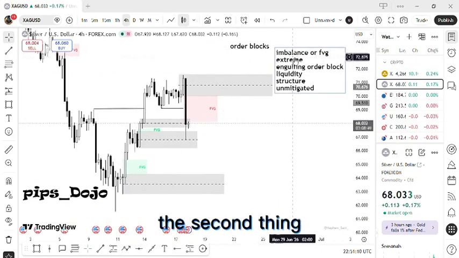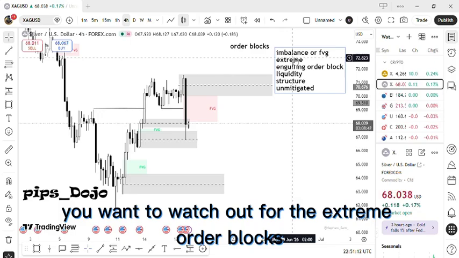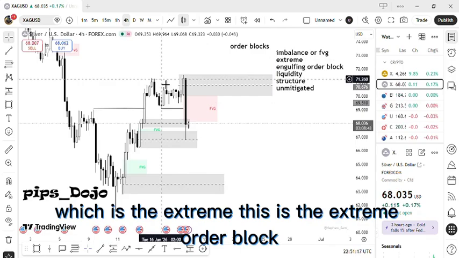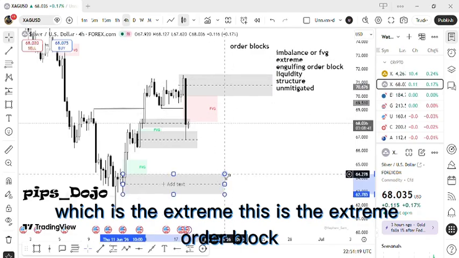The second thing, you want to watch out for the extreme order blocks. Now this is a bullish structure, as I've already said. Which is the extreme? This is the extreme order block.